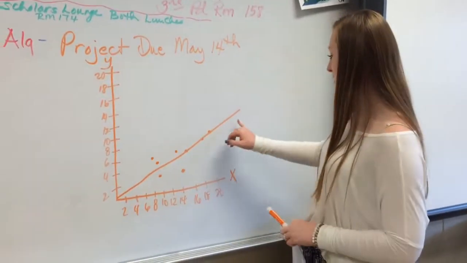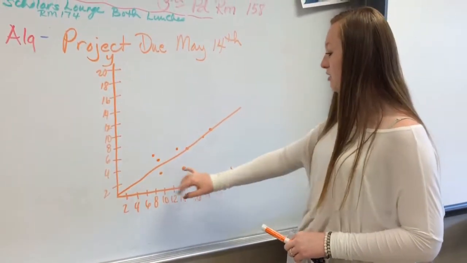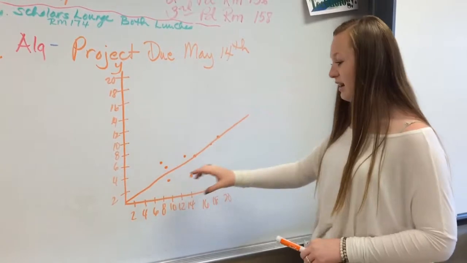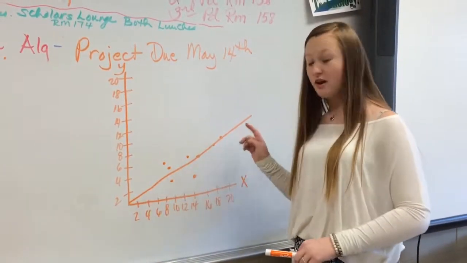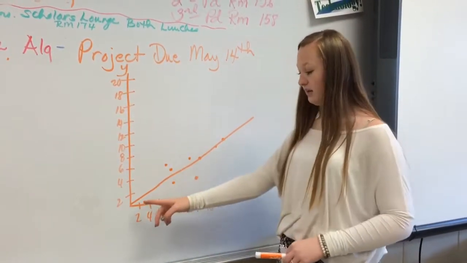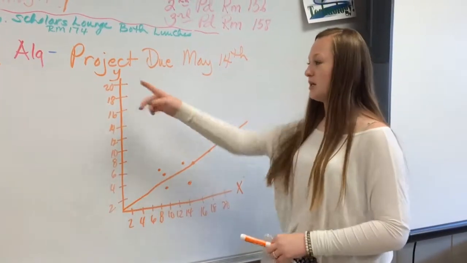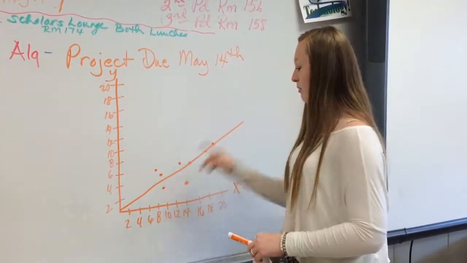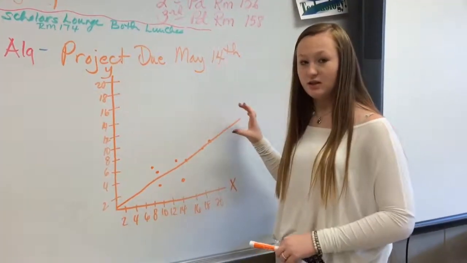So this is an example of a linear model because the points are set up in such a way that it makes the line straight, and our line of best fit is linear. It could be negative or positive, but it's a straight line, so it's linear.